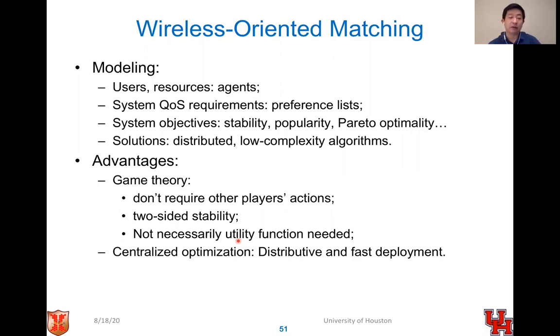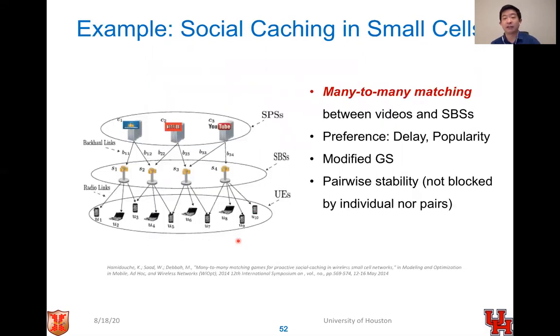For game theory, we don't need to exchange information, and the result is stable and near optimal, and there is no need to define a utility function. You only need to define the preference list. So basically, this is a good thing. For example, if there is matching with different servers, you have small base stations and base stations, and you try to cache the information there.